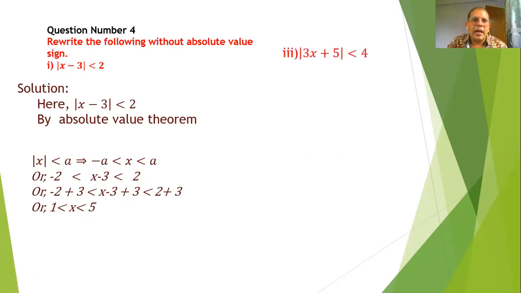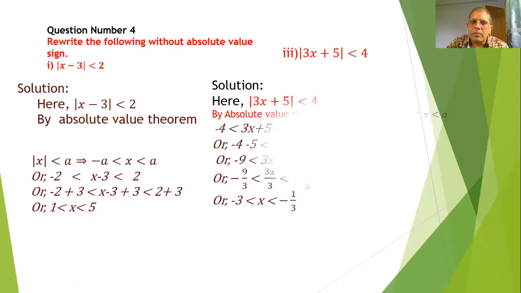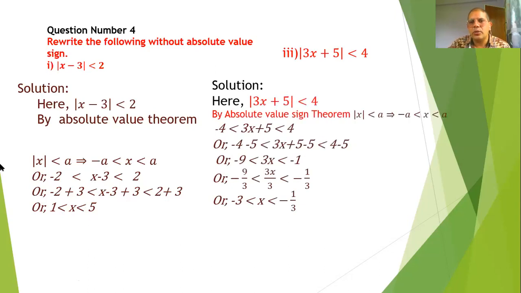After this, I want to do question number 3. This is also exactly the same. Now for this one, the solution here, this equation, and we know this is your theorem. Then you can write -4 and +4 and in the middle this term. Now first remove 5. That means here is +5. You should subtract 5 from all terms. -5, -5, -5. Then you got -9 is less than 3x is less than -1.